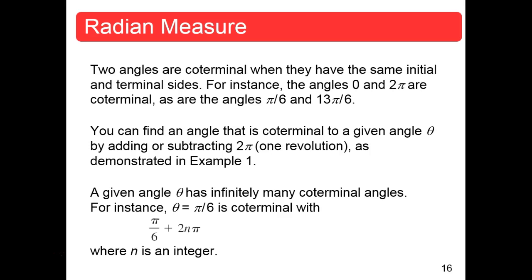Whatever your initial angle is, all your coterminal angles are going to be 2n pi from that. I kind of like 2 pi n, but they like to do 2n pi. That doesn't really matter. Okay? Where n is any integer. If n is 0, that's an integer, you just got pi/6. If n was 1, you got 13/6 pi, because 2 pi is 12/6 pi. And so on.